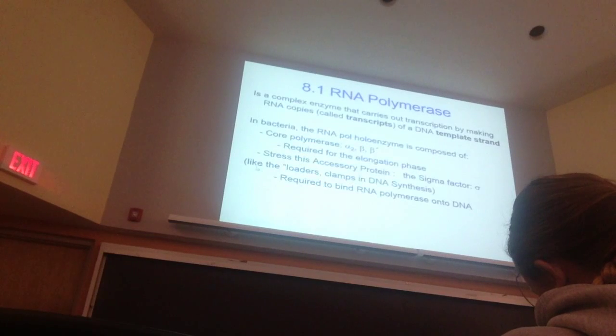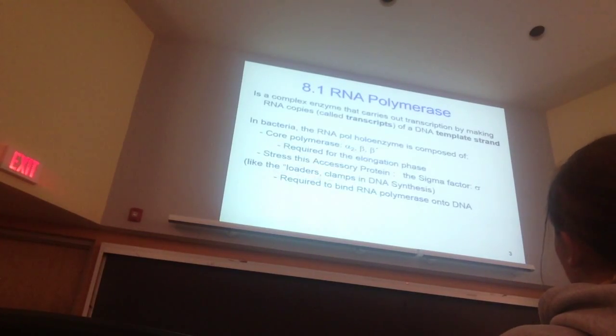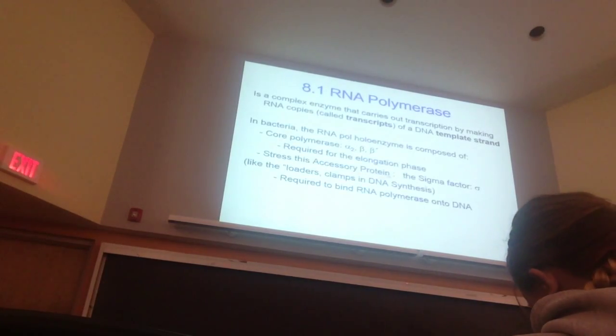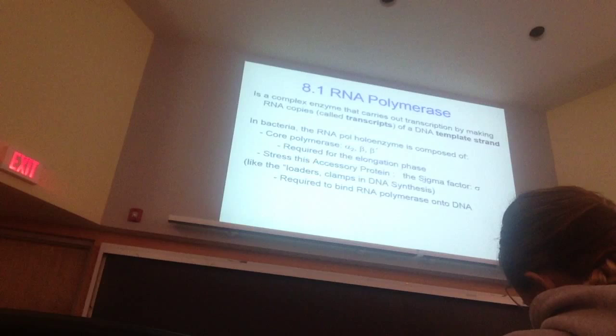Perhaps this is what you need to write down, like the loaders, clamps, and DNA synthesis. So we're talking about an accessory protein that supports the RNA polymerase. And the accessory protein that helps the RNA polymerase dock onto its substrate are these sigma factors. And they're analogous to the accessory proteins that we just talked about, these clamps and loaders that we talked about in Chapter 7.